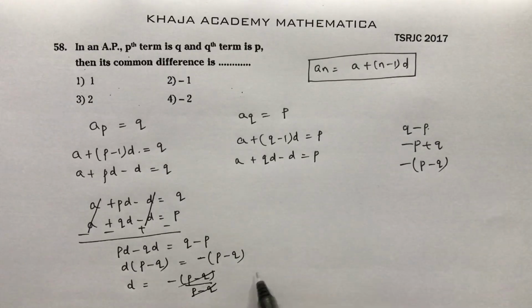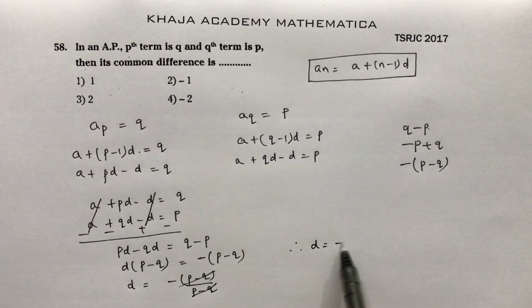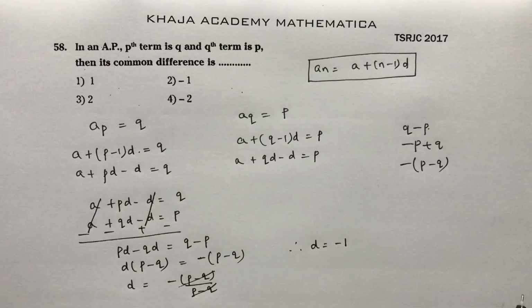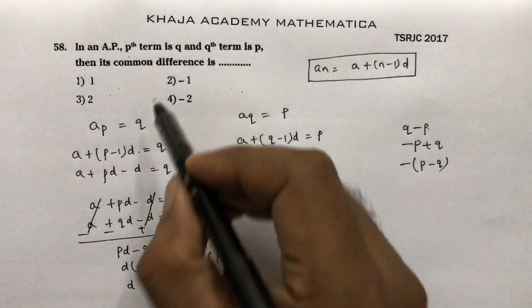P minus q, p minus q cancel. Therefore the d value is minus 1. So the common difference is minus 1. So the correct option is 2.